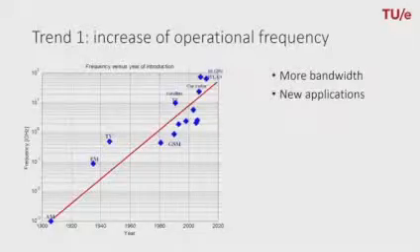The first trend that we see is an increase in operational frequency. So if we plot the new wireless systems that have been introduced in the past 100 years versus frequency, then on a logarithmic scale we see a straight line, which means that the operational frequency of new services tends to increase. And that has the benefit that we have more bandwidth available. And of course, we also require to use higher frequencies because simply the lower frequencies are already occupied by existing applications.